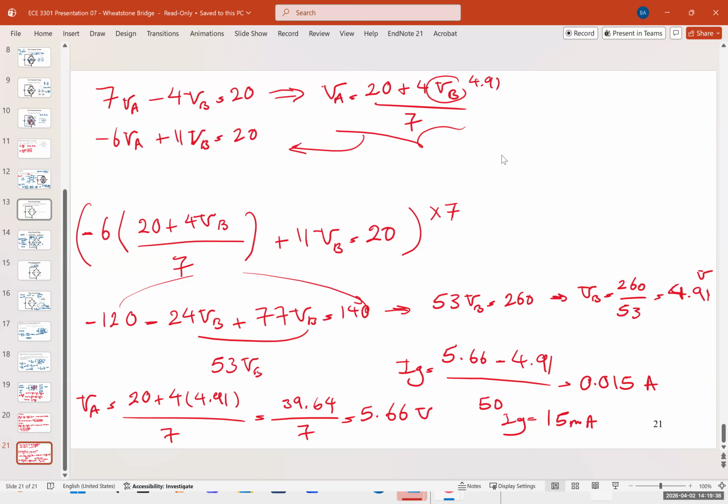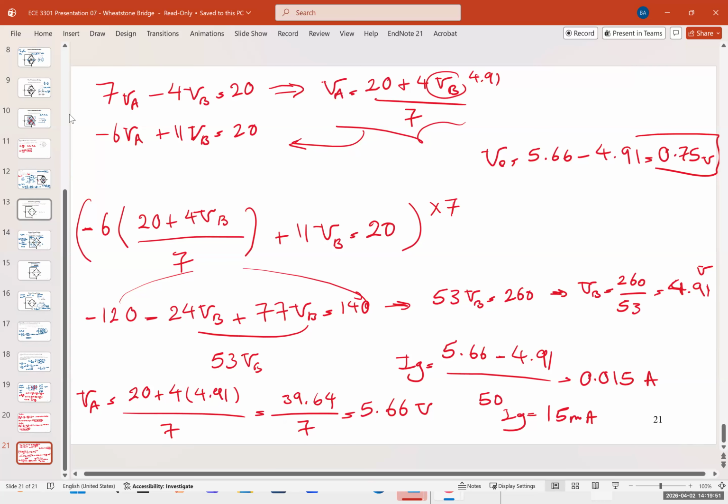And what is V out? It is 5.66 minus 4.91, which is 0.75 volts. So 0.75 volts and 15 milliamp is the answer.